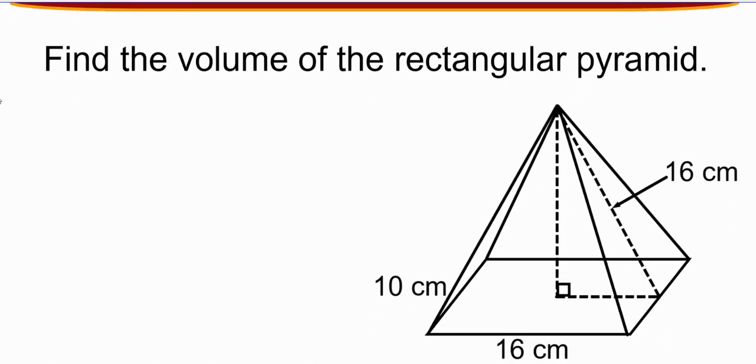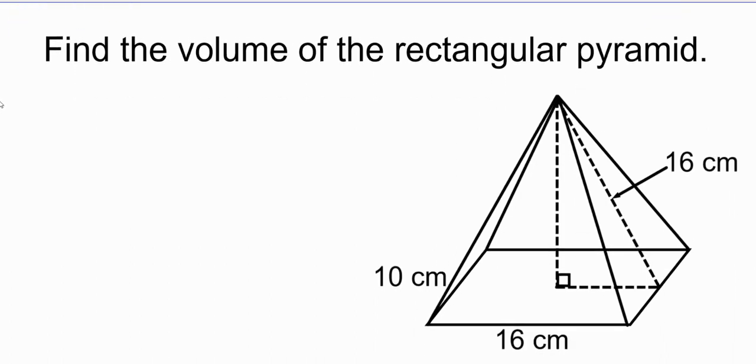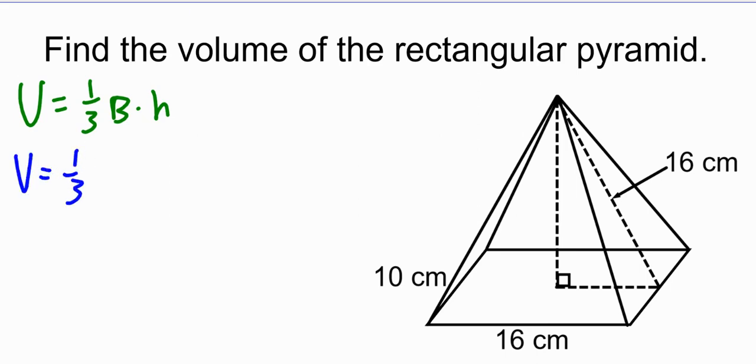All right, let's find the volume of this rectangular pyramid. So it's not even a square pyramid, it's rectangular, but the process is the exact same. 1/3 area of the base times the true height. So volume equals 1/3. Well, the area of the base is just going to be 10 times 16.